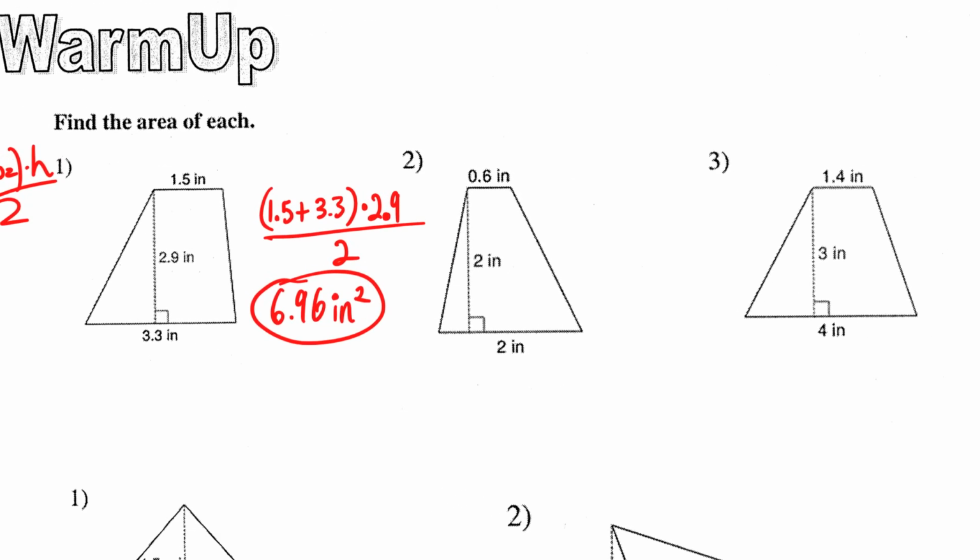Okay, number 2. A bunch of 2's here. So we're going to have 2 plus 0.6 times 2 divided by 2, which gives you 2.6.